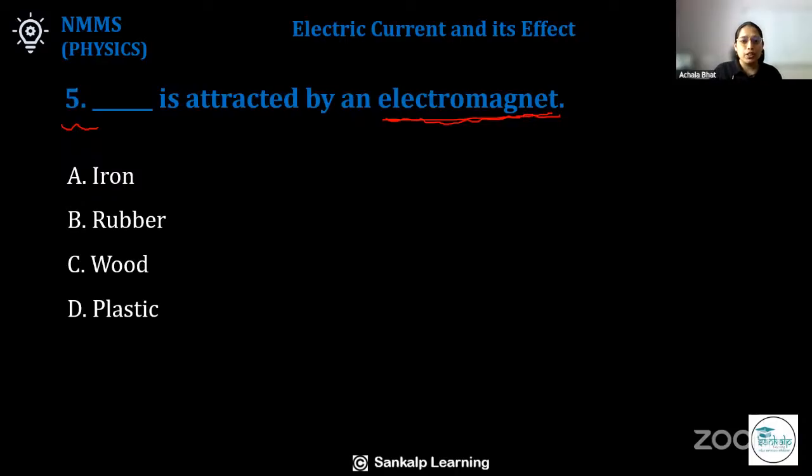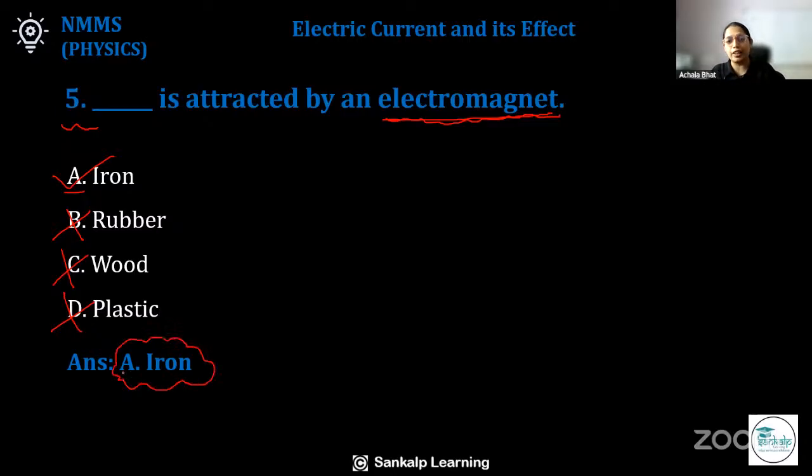Here, which one is ferromagnetic? A, iron? Yes, iron, nickel, cobalt are examples of ferromagnetic materials. A is correct, iron. B, rubber. No, rubber is wrong. C, wood. Wrong. D, plastic. Wrong. Correct option is option A, iron. Iron is attracted by an electromagnet.